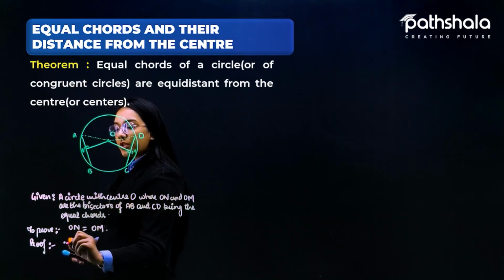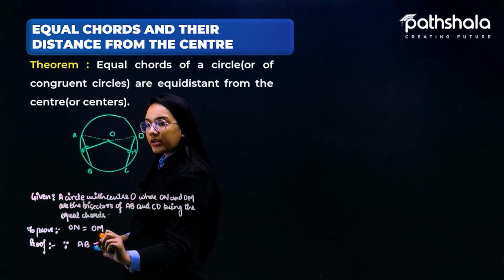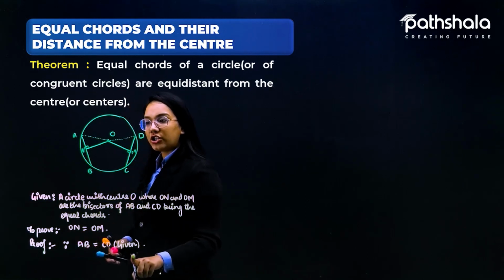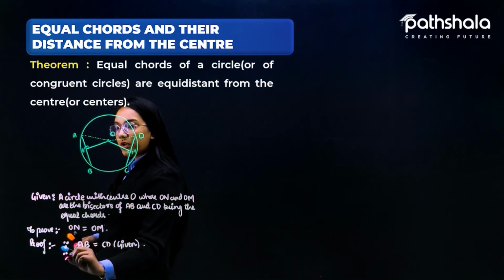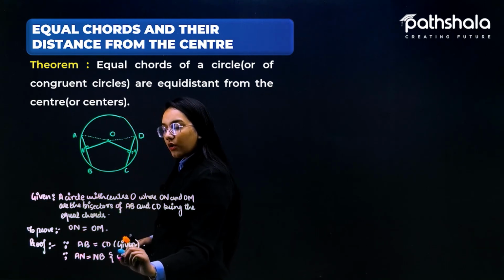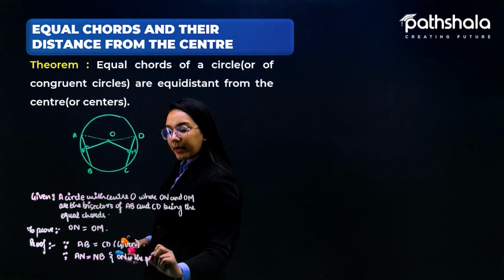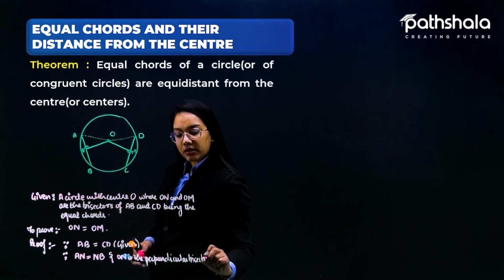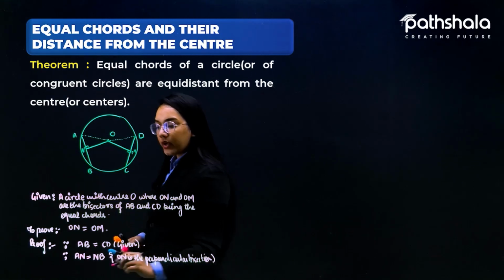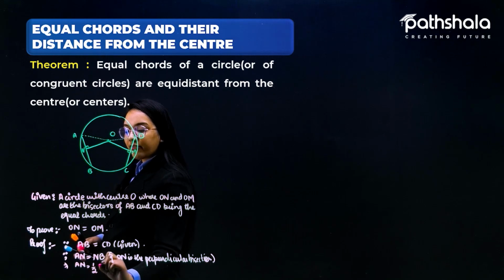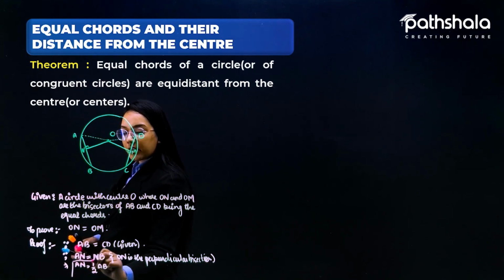First of all, we know that AB is equal to CD, which is a given condition. Furthermore, we know that AN is equal to NB, because ON is the perpendicular bisector that we have taken. So it implies that AN is definitely half of AB.